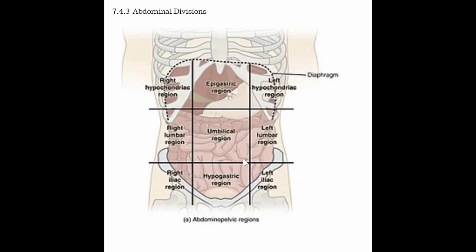and that gives us our nine regions. So we have the right hypochondriac region, epigastric region, and the left hypochondriac region on the top. Through the middle, we have the right lumbar region, umbilical region, and the left lumbar region. And then on the bottom, the right iliac region, hypogastric region, and the left iliac region.